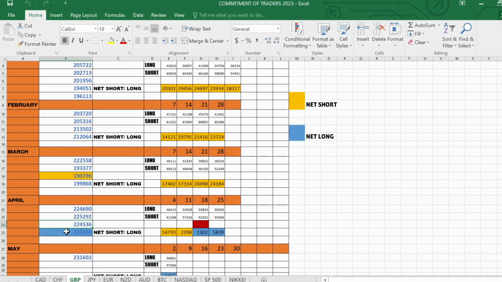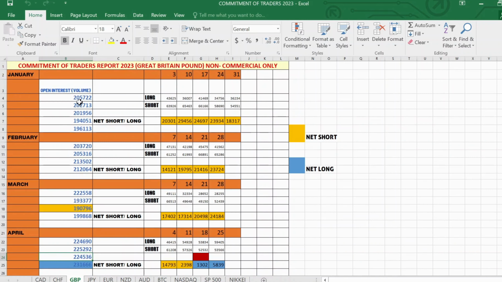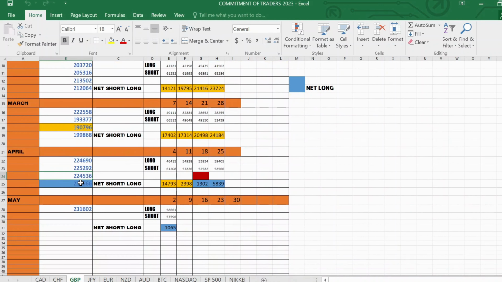So yellow color is for the lowest volume, and blue color is for the highest volume. So for easy reference, by just looking at this column, you can compare last week's volume, and you can see it's almost the same as the highest volume for this year. That is for the pound.